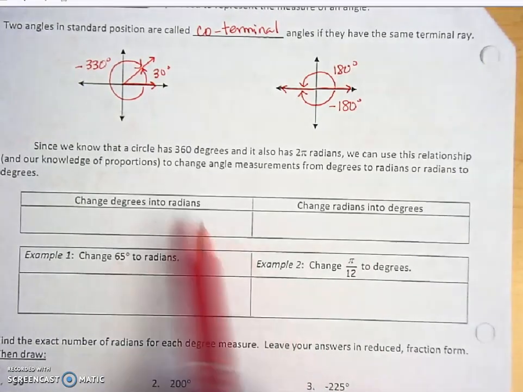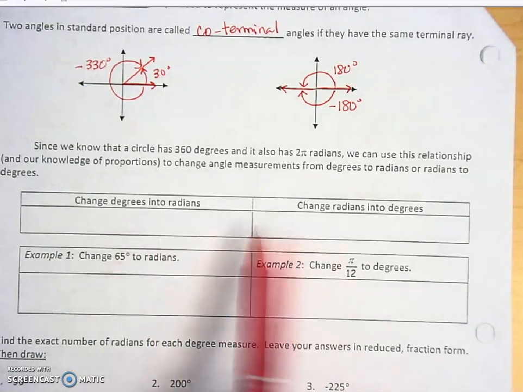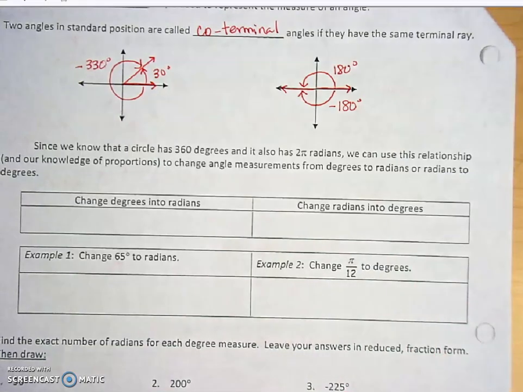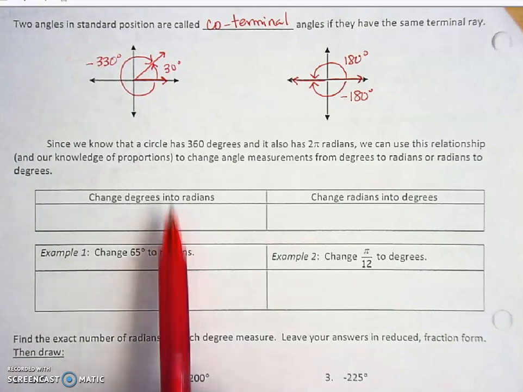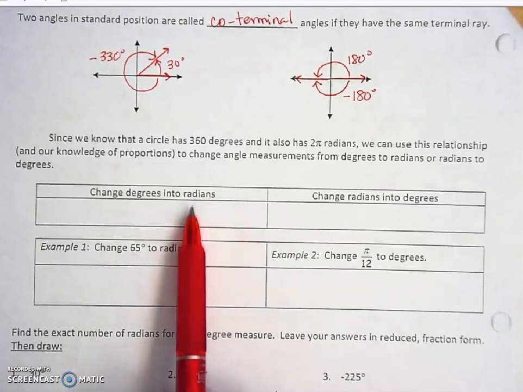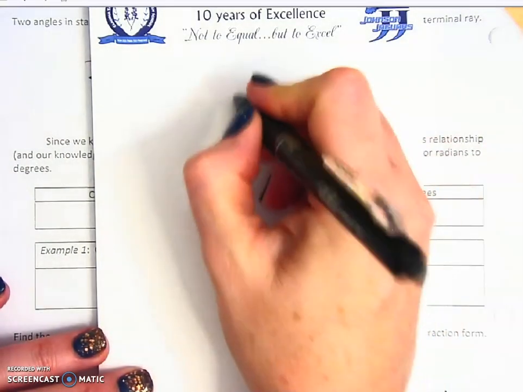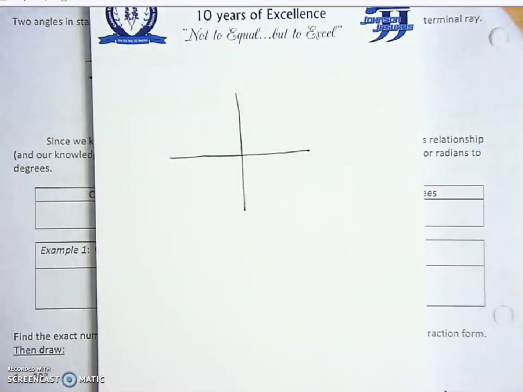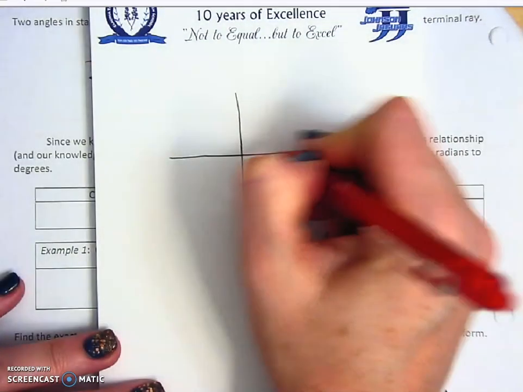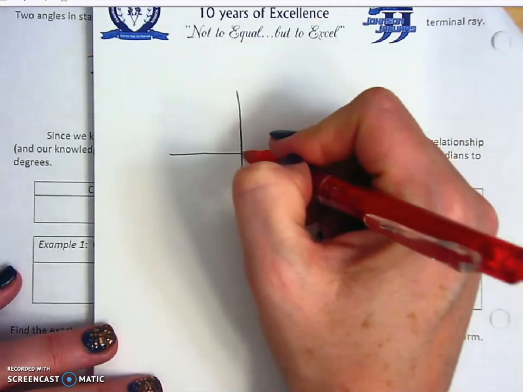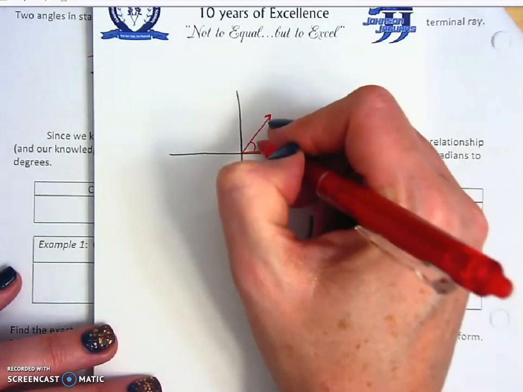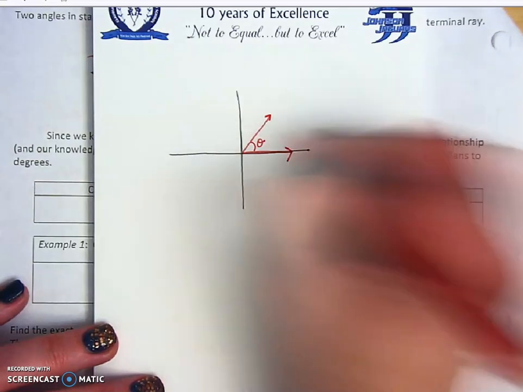Now, for the rest of this lesson, we're going to talk about converting degrees into radians and vice versa. But for a second, I just want to talk about what that even means. On this next section, we're going to change degrees to radians and vice versa. But first, I want to take a second and just explain what degrees and radians are. So imagine that I have this coordinate plane, and I have an initial ray and a terminal ray. That creates some angle theta that's measured in degrees.